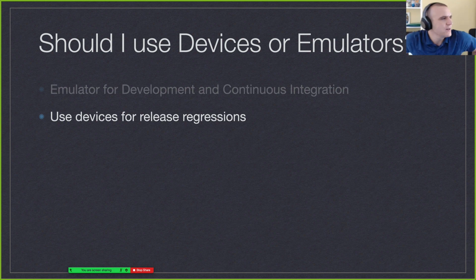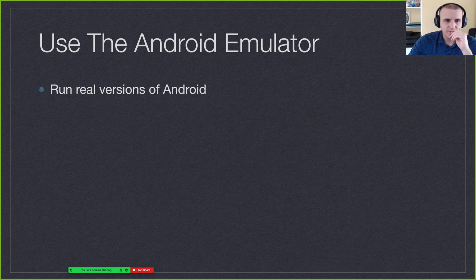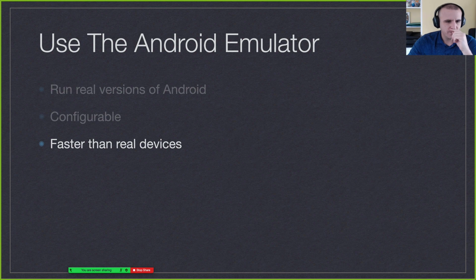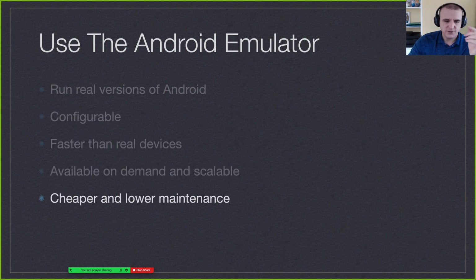And obviously this depends on the feature that you're working on. If it's something very hardware specific, like camera, or something that requires a lot of device specific information, then maybe an emulator isn't your best shot. But for a lot of the basic things, rendering views, navigating your app, emulators work well. They're cheap and they're fast, and you can build them on the fly. The Android emulator is nice because you run real versions of Android, you can configure it, and like I said, it's faster than a real device, on-demand and scalable. And they're just cheaper and lower maintenance.